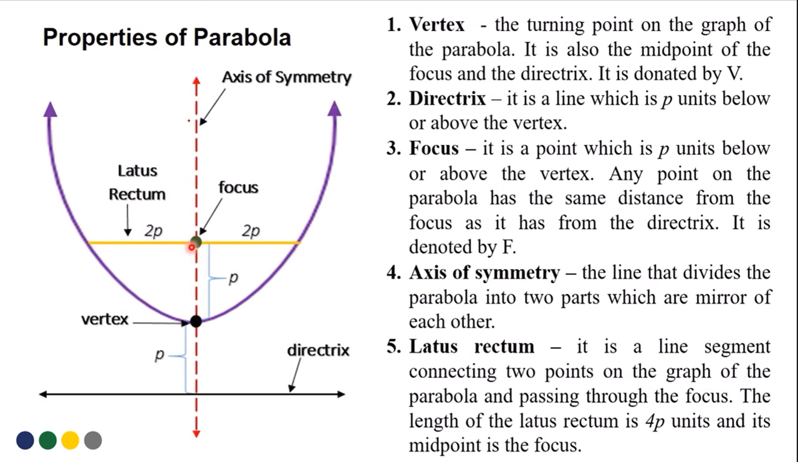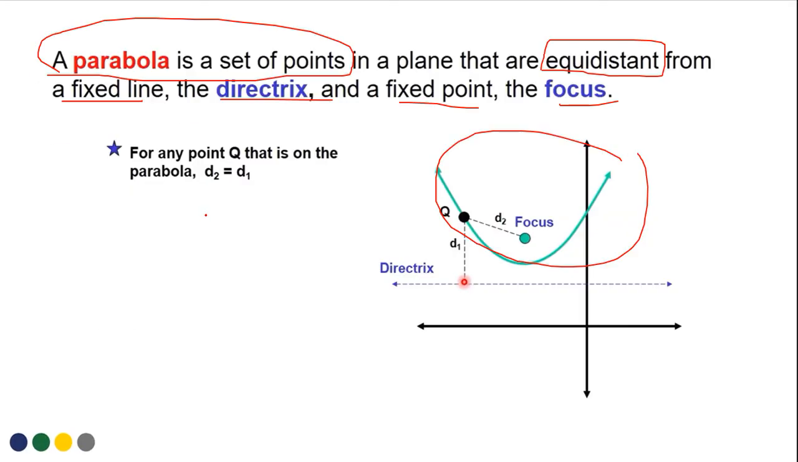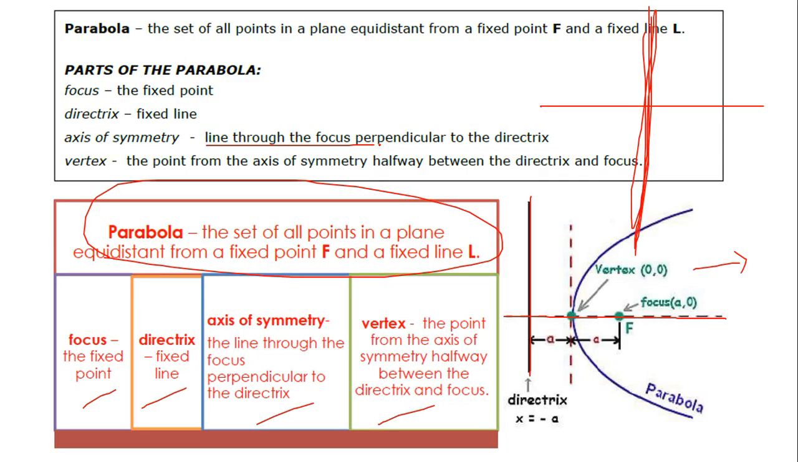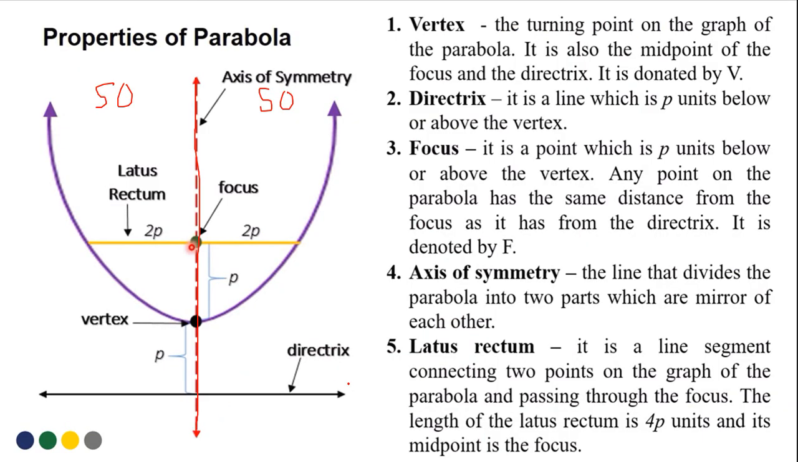So, ito yung axis of symmetry. Kung makikita nyo siya, para siyang mirror. Ibig sabihin, kung ito ay 50, 50 din ito. Mirror to each other. Kasi sabi nga doon sa axis of symmetry, line through focus, perpendicular to the directrix. This is the directrix, perpendicular always. That is the axis of symmetry. As you can see here, we have the focus. Ang tawag natin dito, ang vertex is always the middle or the center.